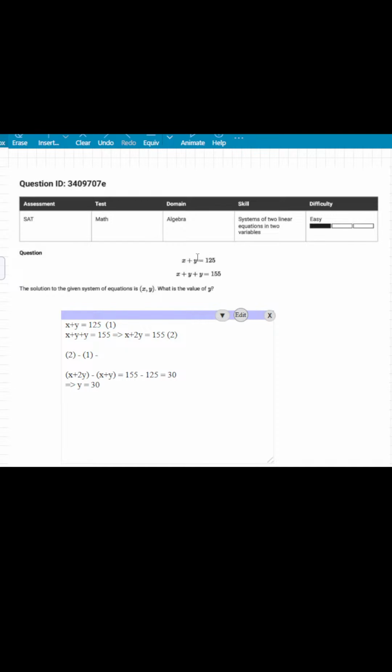And you can also find out x by putting it here. So if y is 30, x will be 125 minus 30, which is 95. So we can write that down also. X equal to 95. So 30 is the correct answer.